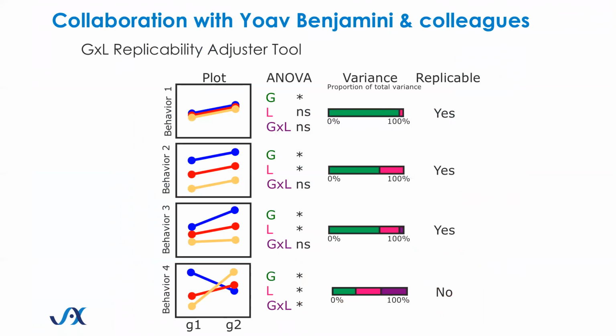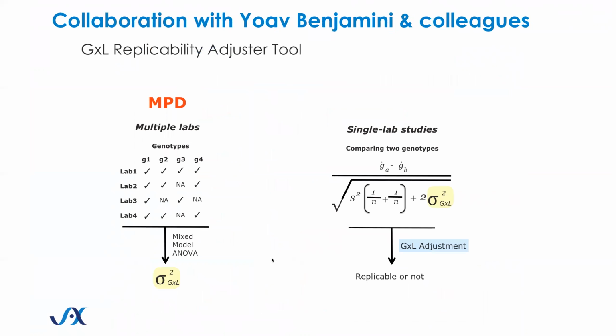We have a new collaboration with Yoav Benjamini at Tel Aviv University, and the basic idea is to take MPD data, for example, open field test data, total distance traveled. Let's say we collected that from multiple studies across multiple genotypes and came up with a matrix. And using this matrix, we could compute a genotype by laboratory estimate and use that estimate in a single lab equation to see if those results are likely to be replicable or not.